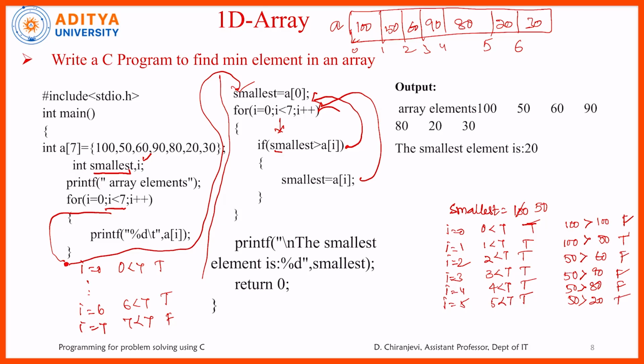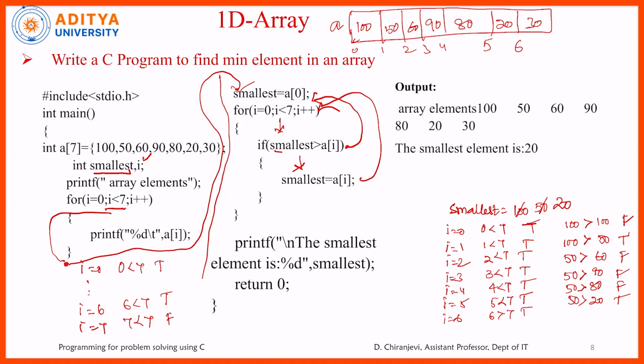If this is true, you will go inside and update the smallest value. The smallest value will update to a of I. Currently I value is 5, so a of 5 is 20, so the smallest value will update from 50 to 20. After updating to 20, again you will go back and update the I value. So I value is 6, and 6 less than 7 is also true.